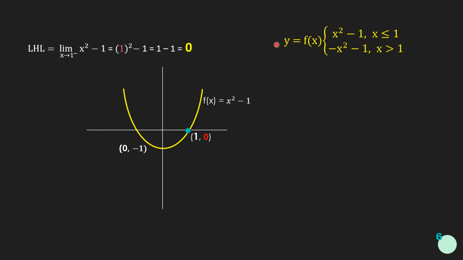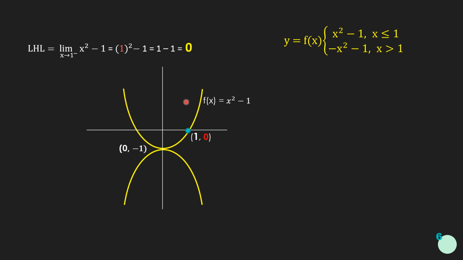The graph of y equals minus x square minus 1 will also be a parabola, but because of this negative sign, it will open downwards. Its vertex lies on the y-axis, so we will put x equals 0 in minus x square minus 1 so that we will get y equals minus 1. Therefore, its vertex will also be (0, minus 1), which is same as the upper parabola.